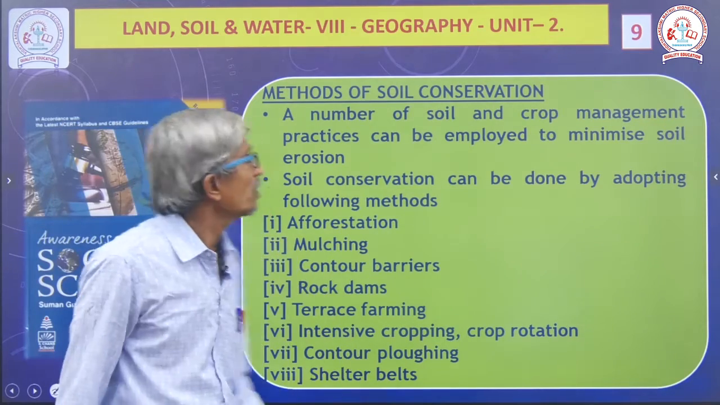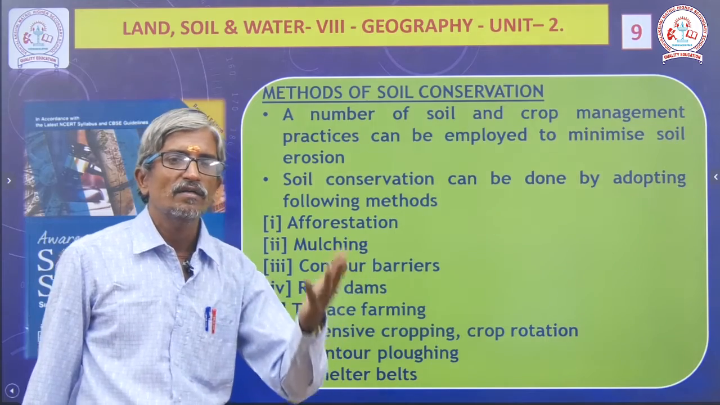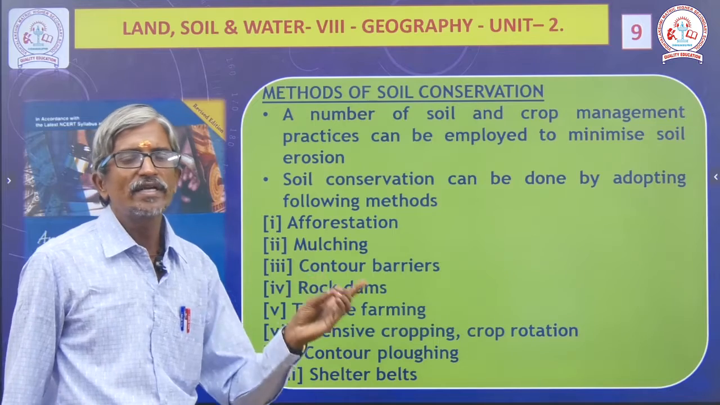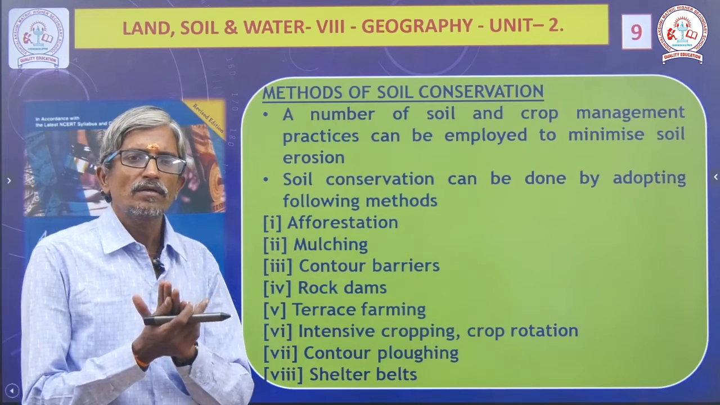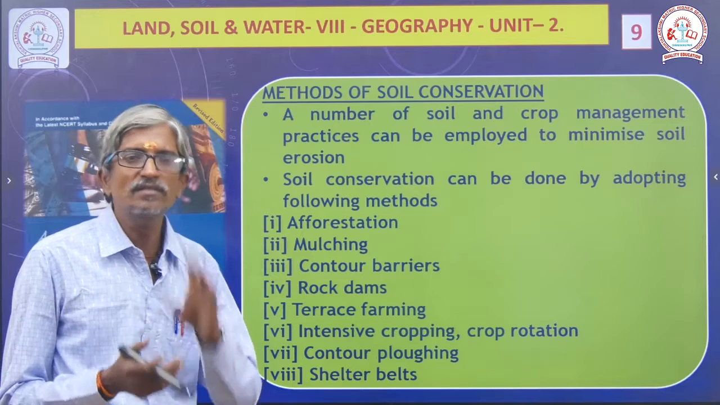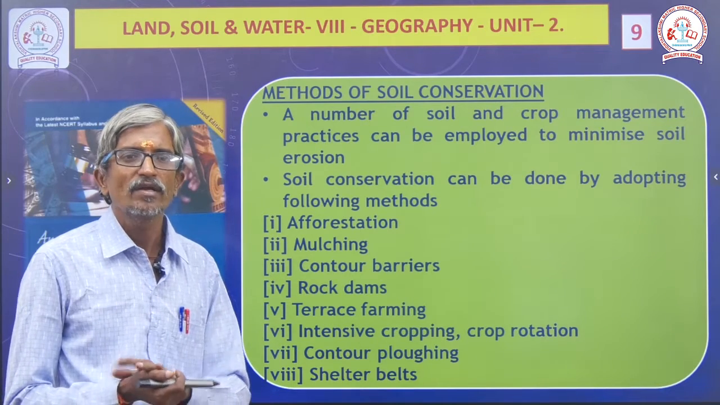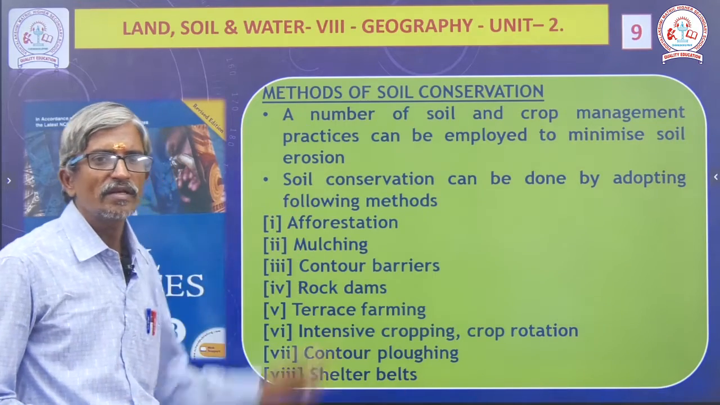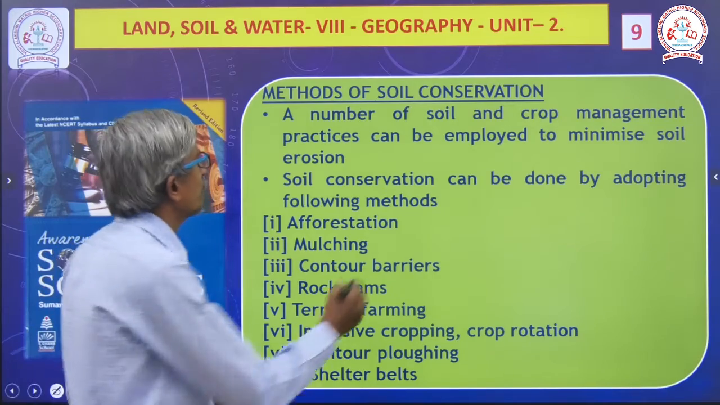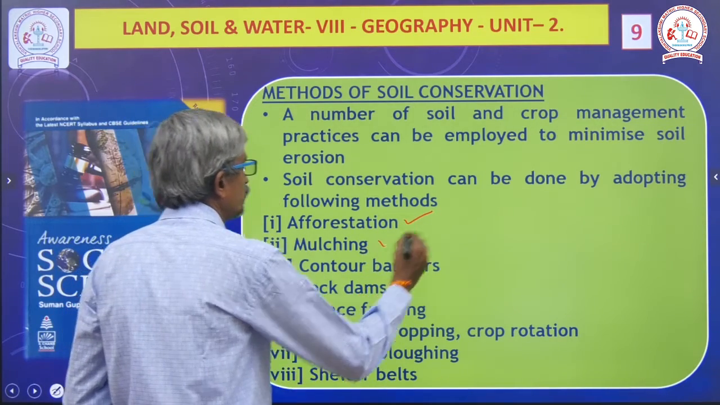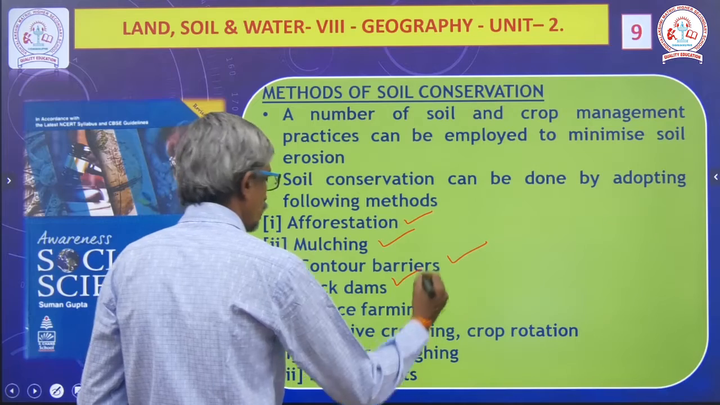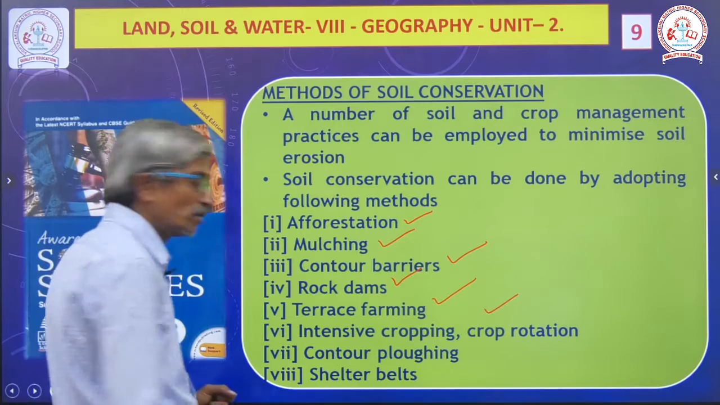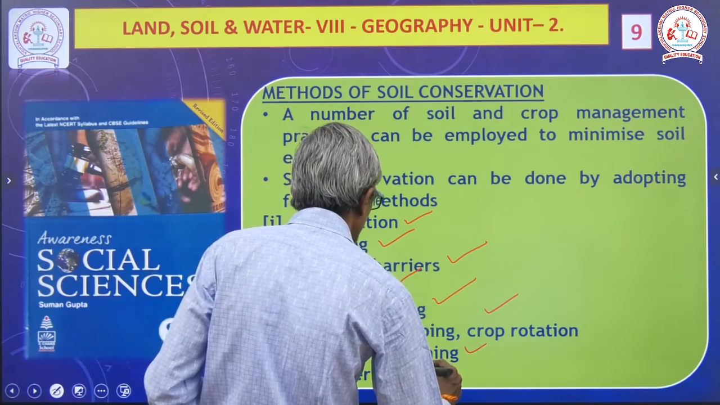Next, methods of soil conservation. So far we saw what soil is, what the layers of the soil are, and how it gets degraded. Now it is our duty to protect or conserve the soil. It's a primary duty of human beings, because for the next generation to survive, we have to conserve now. It is an important process. There are 8 such processes we have to follow. Number 1, afforestation, mulching, contour barriers, rock dam, terrace farming, intensive cropping, crop rotation, contour ploughing, and shelter belts.